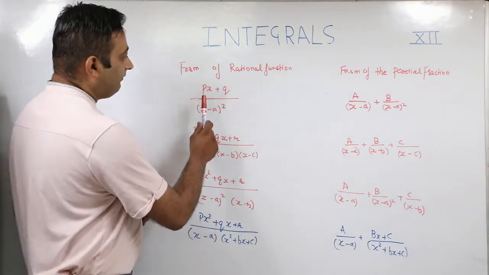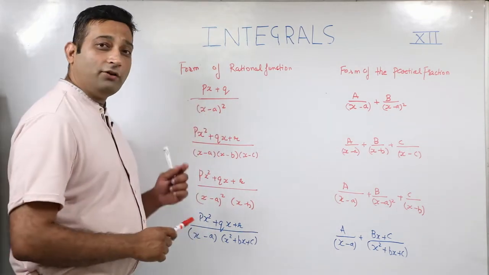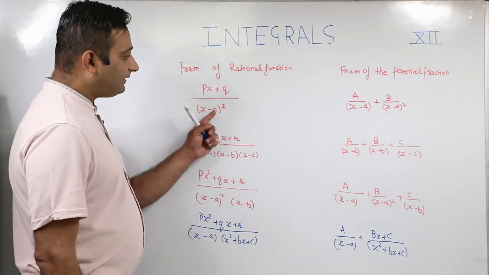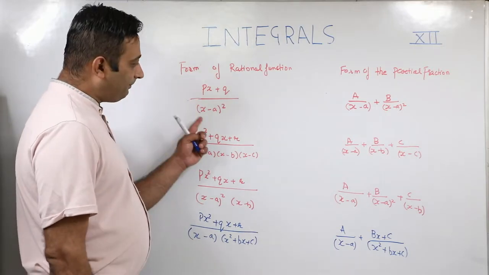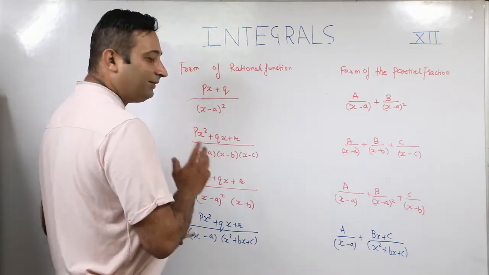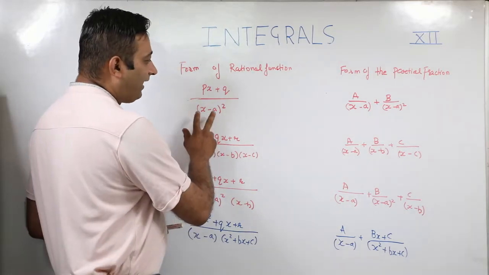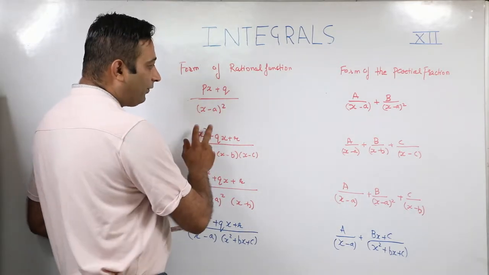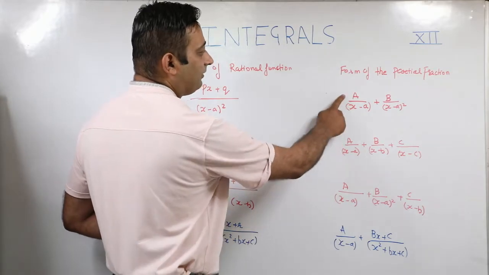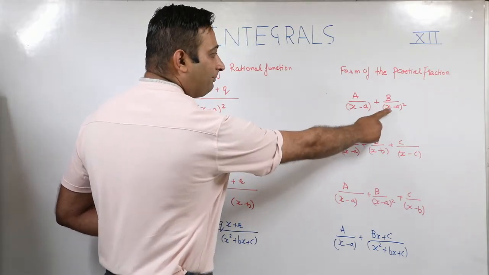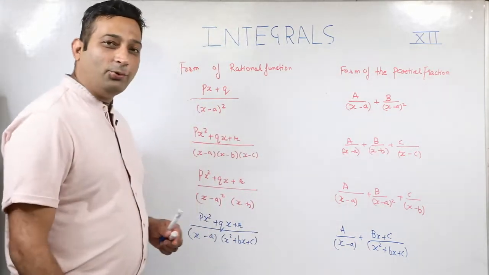Now you can see we have px plus q, which is a linear form, and we have x minus a whole square, which is a repeated linear factor. In the previous case we did non-repeated linear factors. Now in this case we have repeated linear factors, and the form of the partial fraction will be a upon x minus a plus b upon x minus a whole square.